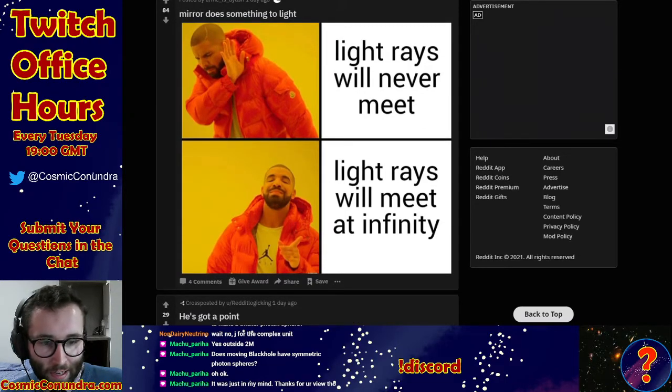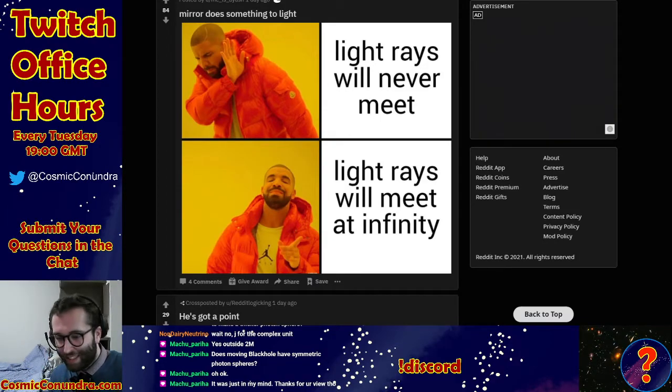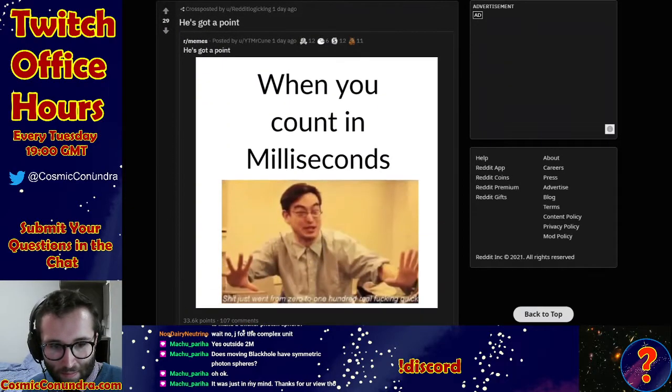Light rays will never meet, light rays will meet at infinity. Yeah, that's assuming you have some kind of geometry that wraps around like that. Like how the complex plane has a single point at infinity. So all lines, even non-parallel ones, that go to infinity on a Riemann sphere will meet one another at infinity.